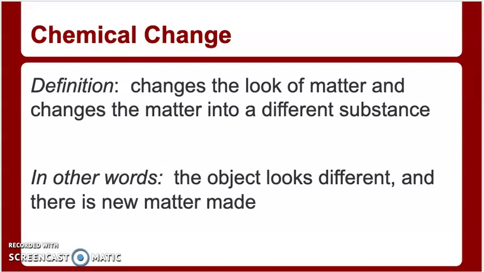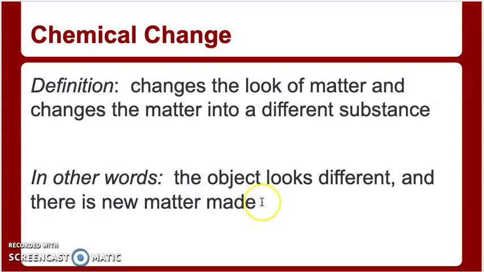Alright, so we are going to circle in the definition and in other words what makes a chemical change different from a physical change. So here in our definition, the fact that it changes the matter is really key. It does change it into a different substance. So please circle changes the matter. In other words, then, we need to find the comparable form. So think about the object looks different and there is new matter made. At your table, talk about what means changes the matter into a different substance and circle it. Hopefully you've circled new matter made.